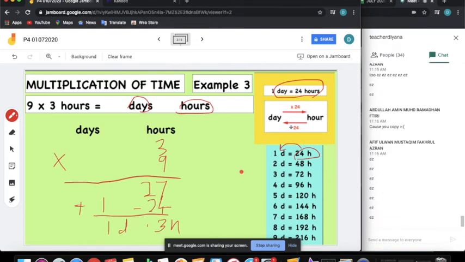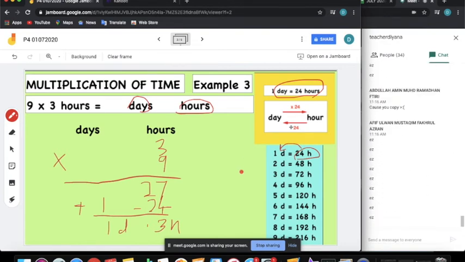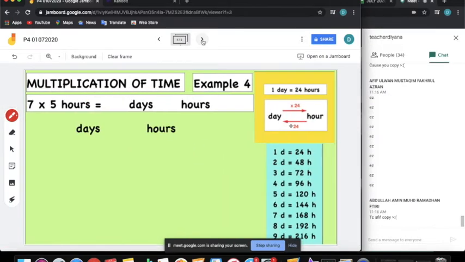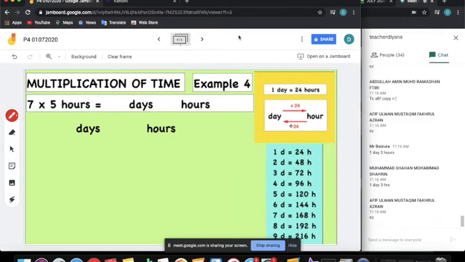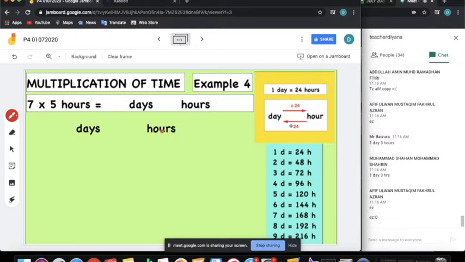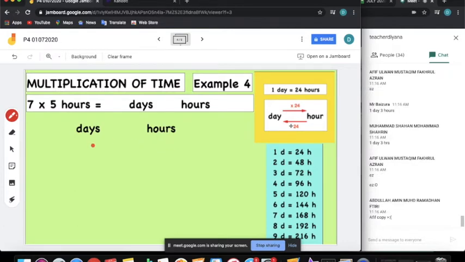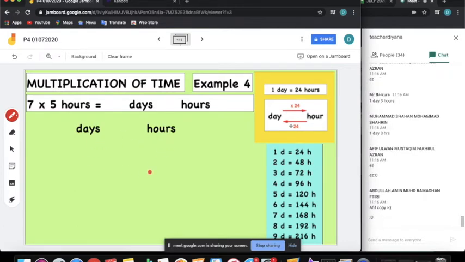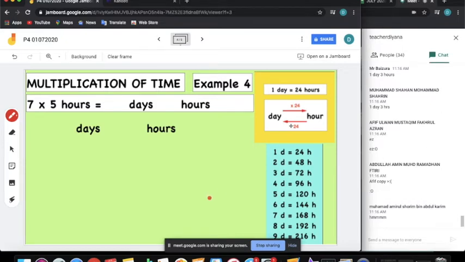Okay, you say easy. Now look here. Try this one. Good, Shahan. Good, Ali Zidan. Good. Okay, do this one. If you understand, do this one. Alright, everyone, give me your answer. Amirul, do it.